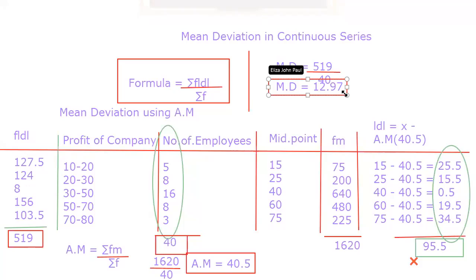Identifying mean deviation in a continuous series and a discrete series is the same. Instead of finding a mid value, the variable will be given as it is, so we can directly multiply the variable with the frequency. So no issues. Any doubts?